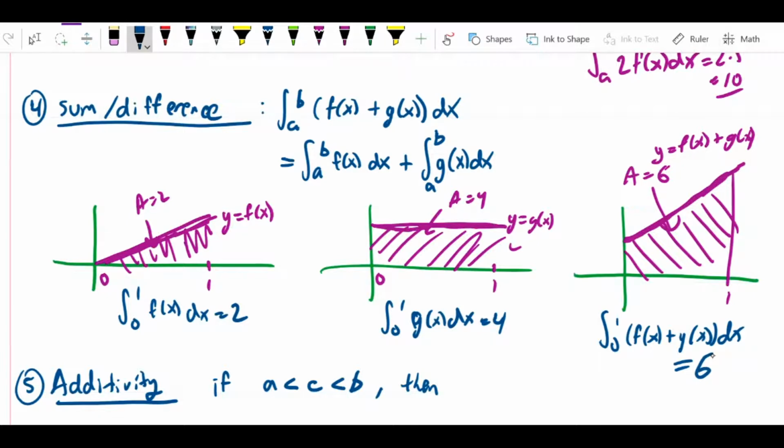And by the way, it works for differences also. If instead of adding two functions, I subtracted them, it would work the way you think. We would simply take one and subtract the other from that. So you can look up the details of that. It's in the textbook.